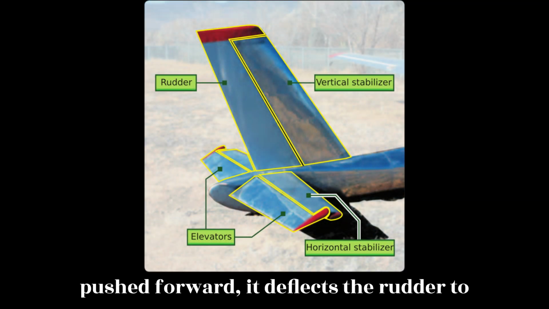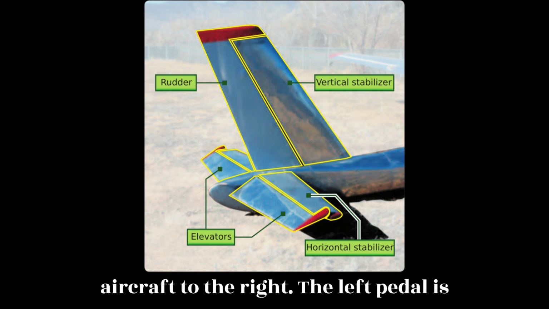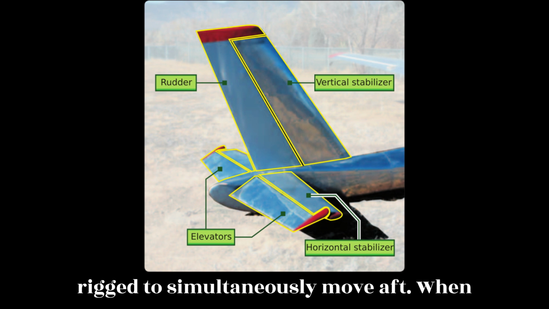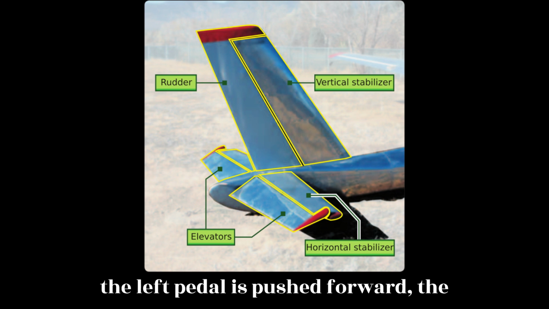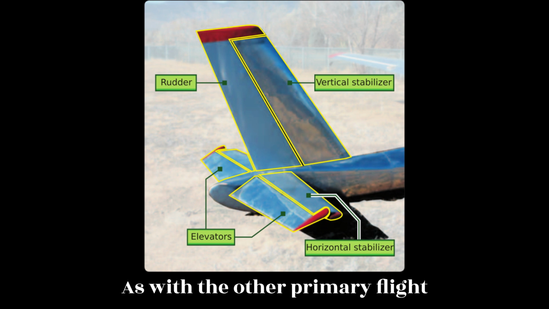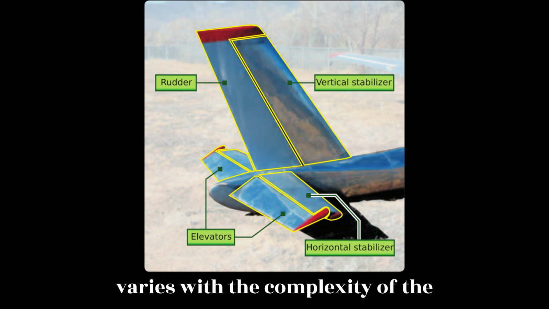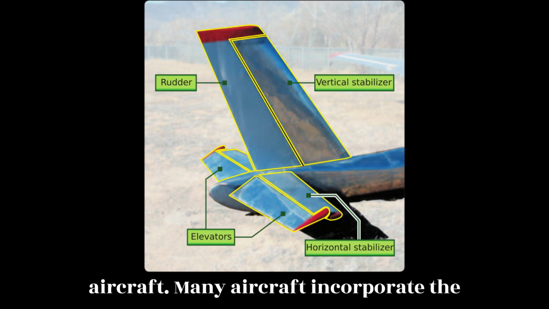When the right pedal is pushed forward, it deflects the rudder to the right, which moves the nose of the aircraft to the right. The left pedal is rigged to simultaneously move aft. When the left pedal is pushed forward, the nose of the aircraft moves to the left. As with the other primary flight controls, the transfer of the movement of the flight deck controls to the rudder varies with the complexity of the aircraft.